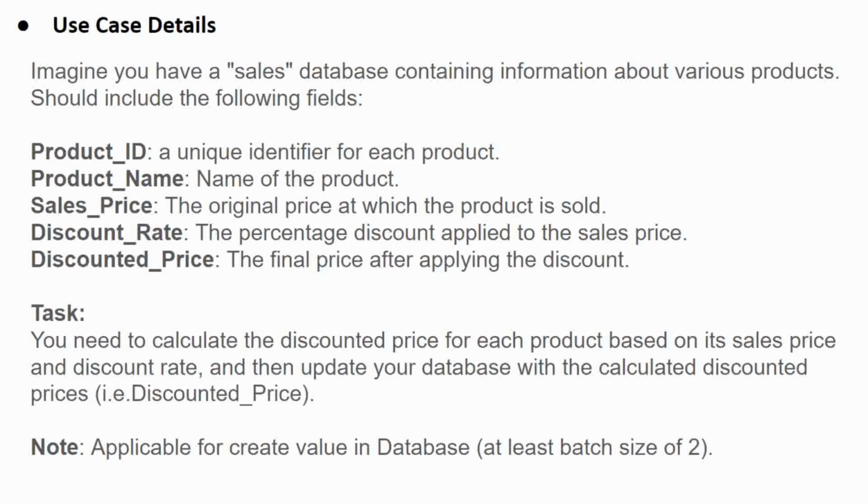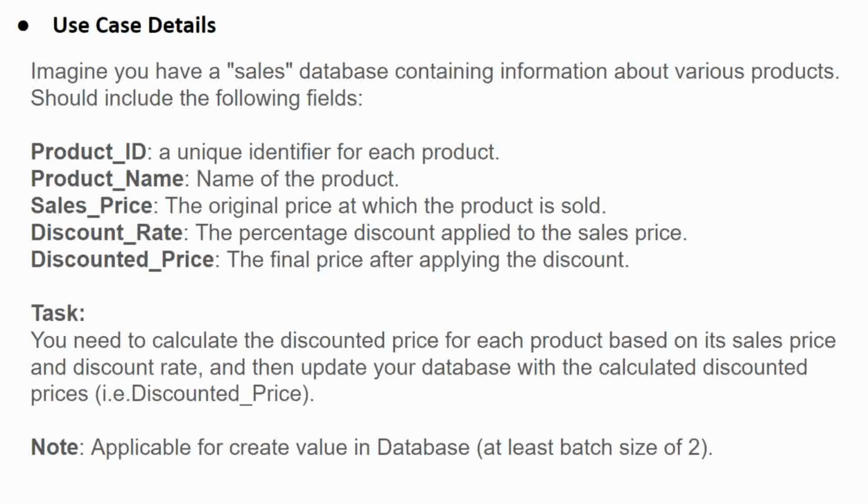So today's use case is, imagine you have a sales database containing information about various products. For example, these are the following fields: product ID, product name, sales price, discount rate, and discount price, right? So here the task is you need to calculate the discounted price for each product based on its sales price and the discount rate, and then update your database with the calculated discount price.